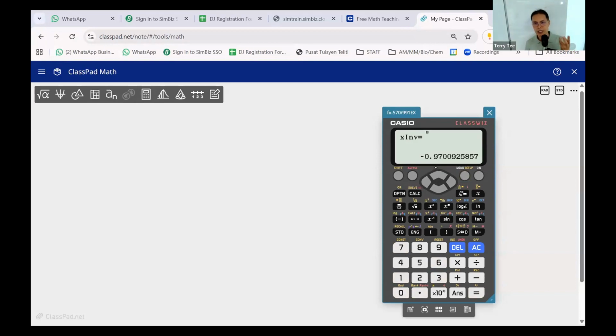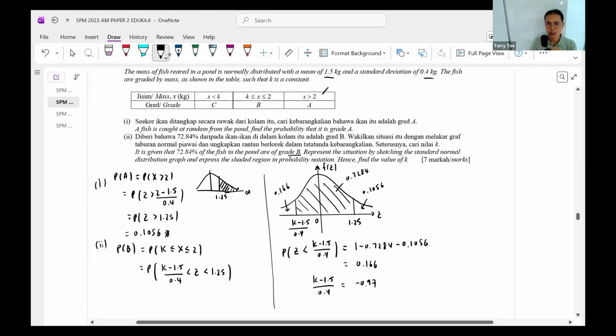It's really fast, right? Just that with your table, we read the upper tail. With the calculator, we read the lower tail. So that's why the calculator always gets negative, always got negative in front. Okay, negative 0.97. Now with that, can we solve for k?